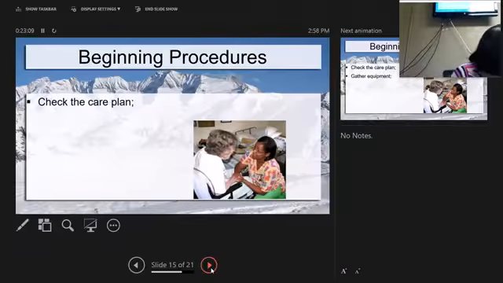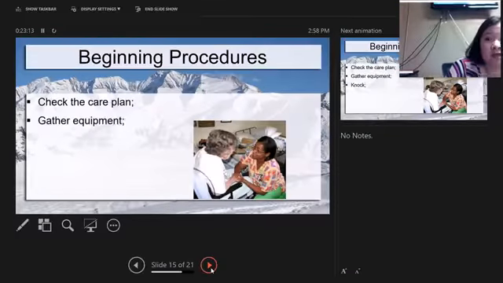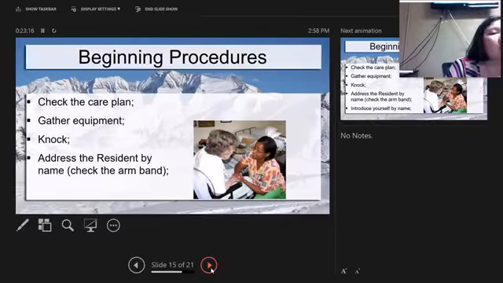They're all just listed here in your book. You have to check your care plan so that you know what equipment you're going to need. You're going to gather your equipment. You're going to knock for privacy.